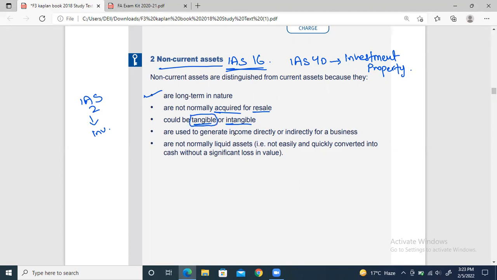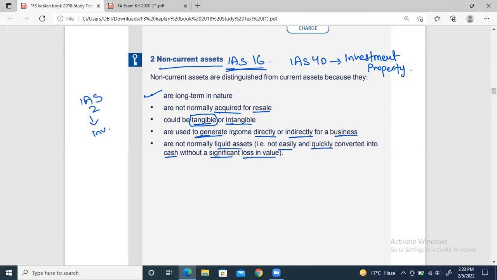They are used to generate income directly or indirectly for a business. This point I explained in the demo class as well, that assets basically generate economic benefits. How do they generate? By selling the finished goods to the customers, right? They are not normally liquid assets, not easily and quickly converted into cash without a significant loss in value.